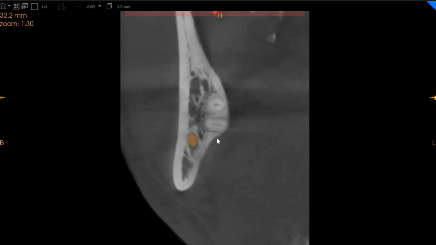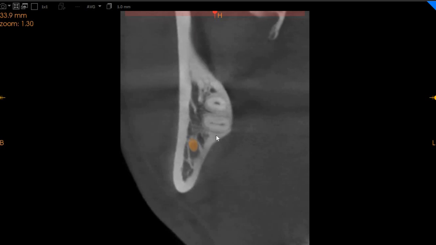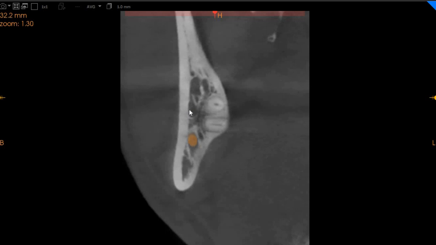So this is the lower right 8. Again, as you can see, this is the wisdom tooth and this is the inferior alveolar nerve. And at this point, you can actually see that the inferior alveolar nerve is buccally placed to the lower right wisdom tooth.